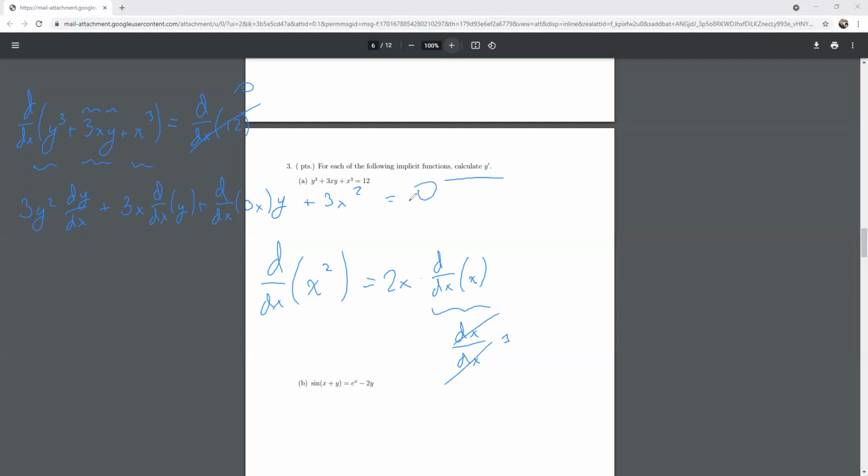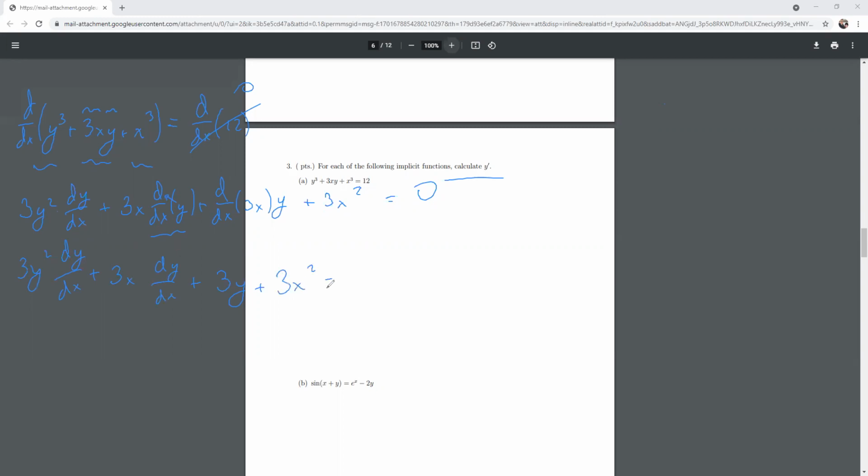And that's equal to 0 on the right-hand side. Okay, let's get us some more room. So 3y squared dy/dx plus, let's see, what is this? Well, this is just dy/dx, right? We can just bring the variable up there. So 3x dy/dx. And now the next term, derivative of 3x is just 3. So we have 3y plus 3x squared equals 0.